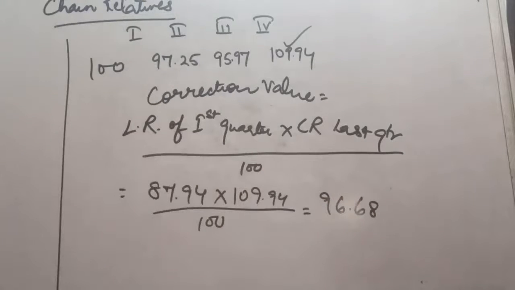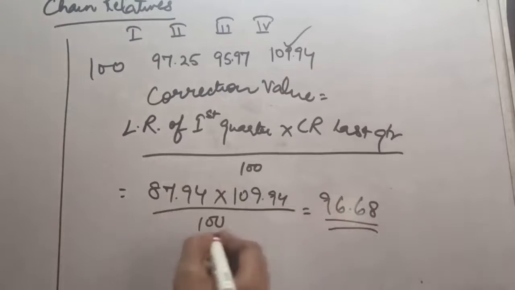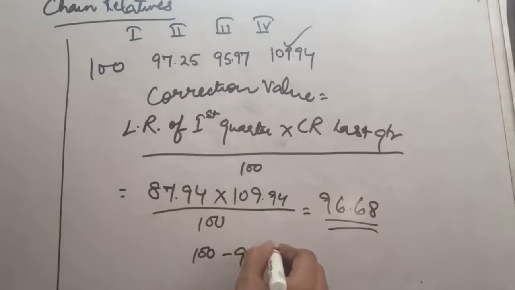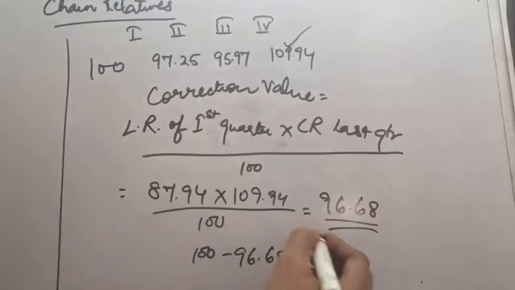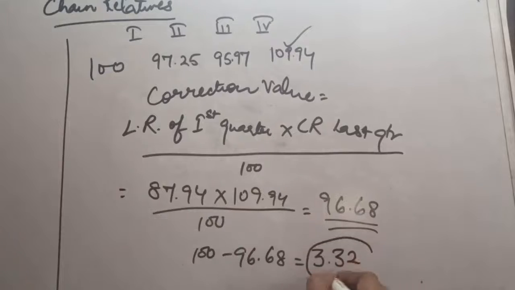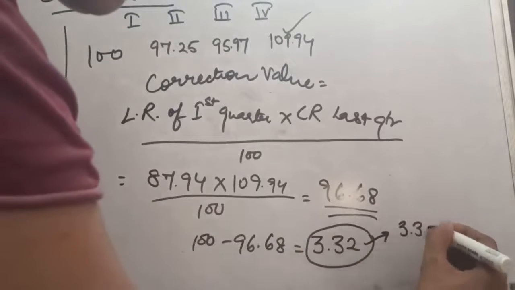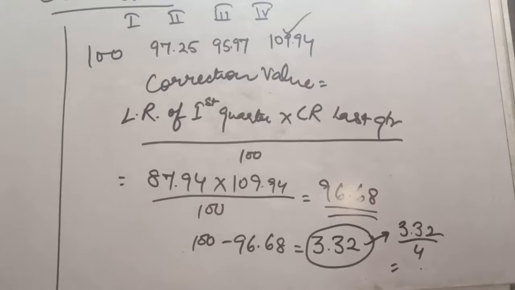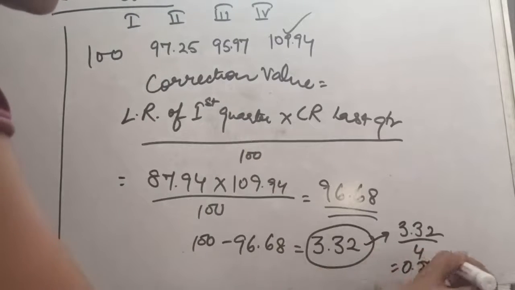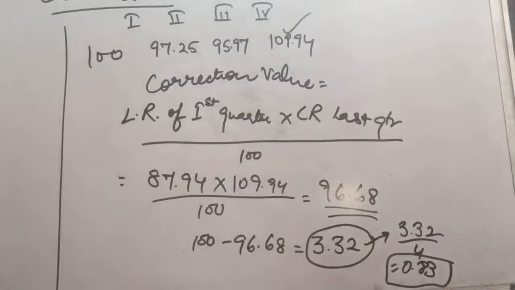So from here you will get a value that is 96.68. Our correction factor is the deviation of this from 100, that is 100 minus 96.68. So it shows us the correction factor, that is 3.32. It is the value of your annual correction factor. And if we have to calculate this value for the quarter, we will do 3.32 divided by 4. So this will show us the quarterly correction value. That is 3.32 divided by 4, which will be 0.829, so I am writing here 0.83. This is how the correction value is first calculated.